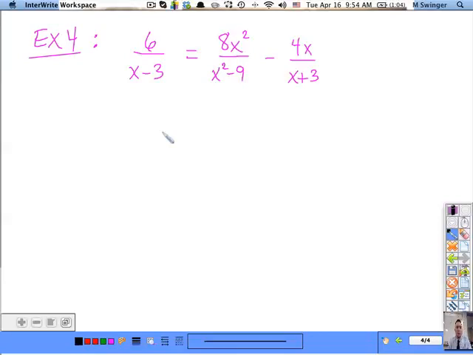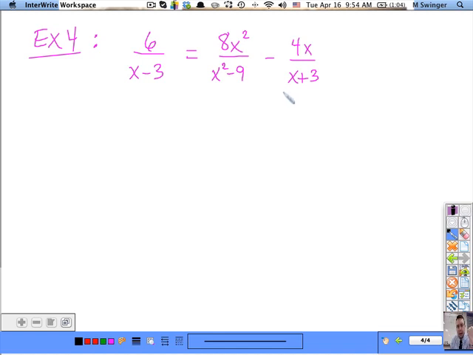Last example that I'm going to do in section 6. There are one or two problems that I missed, but just make sure you understand these problems. Alright, so you have another rational equation. What do you do? You find the LCD and you multiply. Only this time it's going to take a little bit of work.